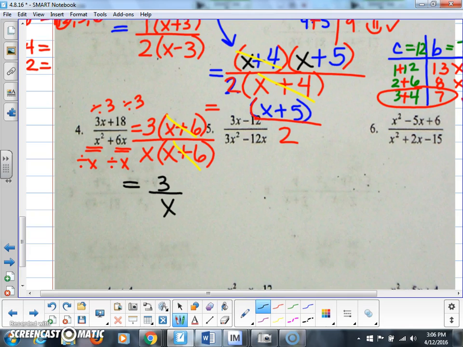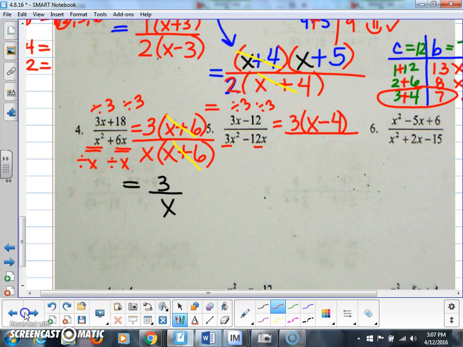Okay. If there's only 2 terms, factor out, okay? If there's 3 terms, then you can do a CB table. What can I factor out of 3x and 12? The greatest common factor between the 2 is 3. So I'm going to divide both of my terms by 3. 3x divided by 3 is 1x, and negative 12 divided by 3 is a negative 4.